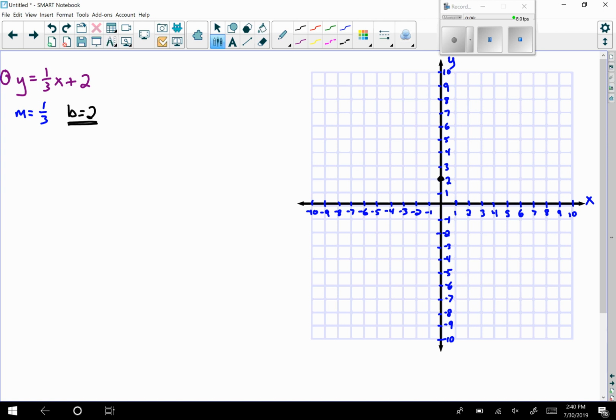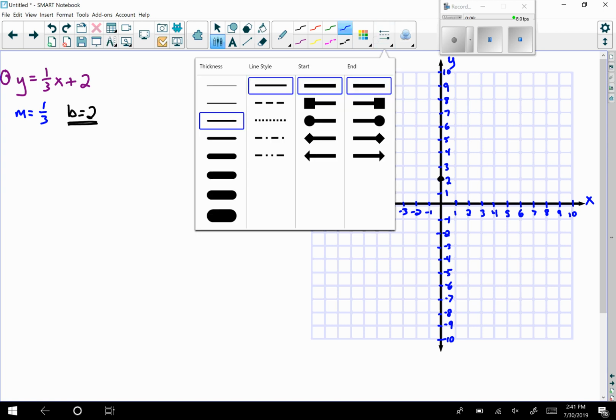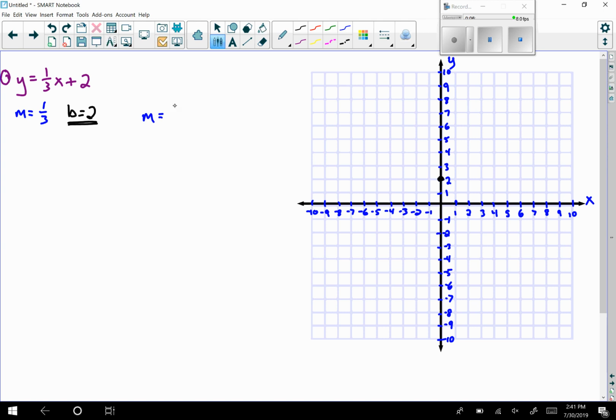Next, I'm going to move with our slope. So let me rewrite this right next to it here. Notice both of these numbers are positive.